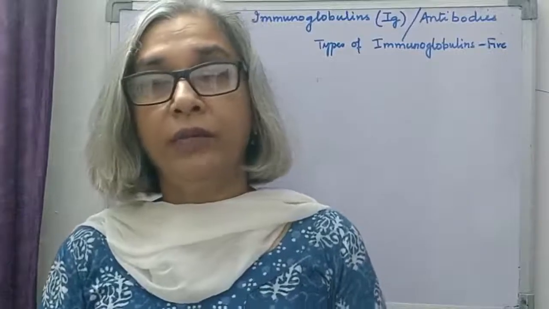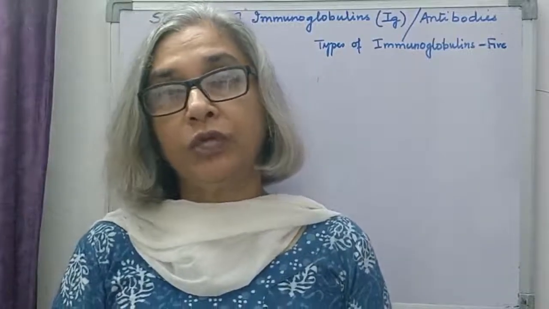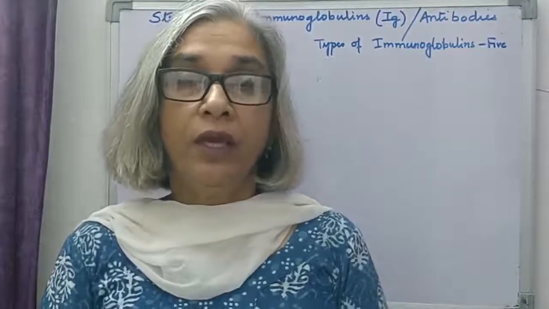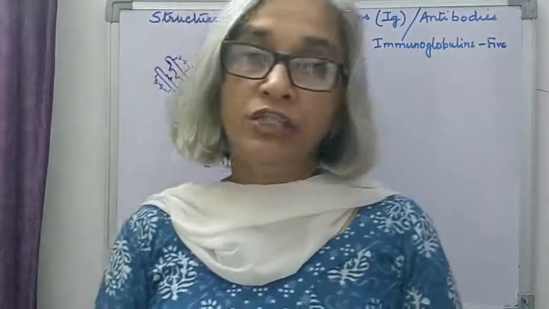Good morning, students. In our previous class we had done immunity and its kinds, and today I will be telling you the structure of antibodies or structure of immunoglobulins, which are abbreviated as capital I small g. Now each immunoglobulin is made up of 4 polypeptide chains.